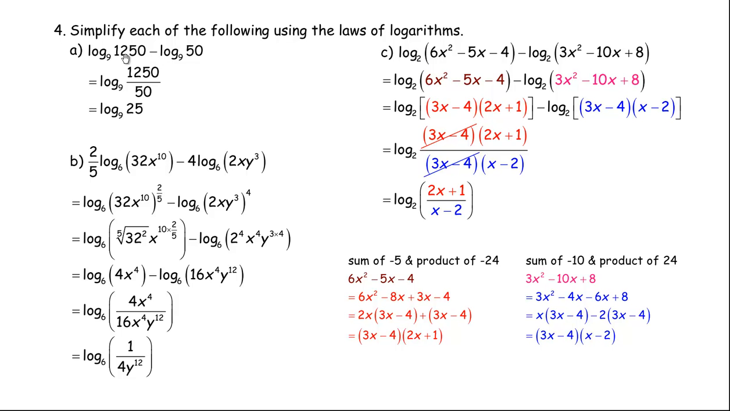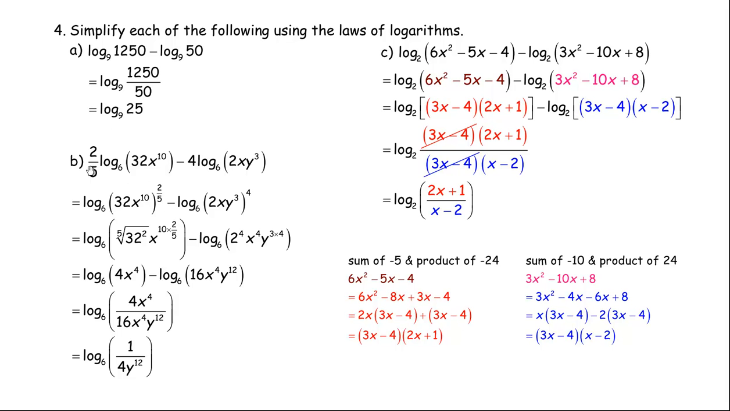The log base 9 of 1250 minus the log base 9 of 50 is the log base 9 of 1250 divided by 50. So I divide the 1250 by 50 and I get 25. And so to write this difference of two logarithms as one single logarithm, it's the logarithm of 25 base 9.